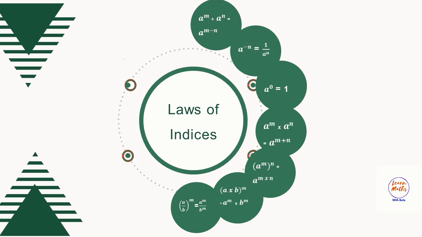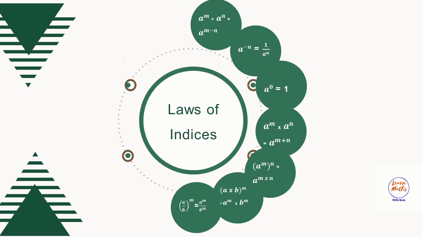You have a raised to power m divided by a raised to power n is the same thing as a raised to power m minus n. Then your a raised to power minus n is equal to 1 over a raised to power n. A raised to power 0 is equal to 1. A raised to power m times a raised to power n is the same thing as a raised to power m plus n. And you have a raised to power m, everything in brackets, raised to power n is equal to a raised to power m times n.